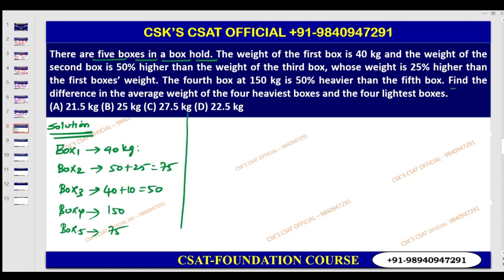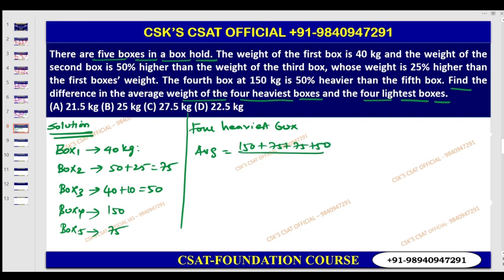So next here, find the difference in the average weight of the 4 heaviest boxes and the 4 lightest boxes. So you can take the 4 heaviest boxes first, and the average. Eliminating 40, the rest of the things are the heaviest only. So if you add this up, it becomes 350. 350 by 4 becomes 87.5.